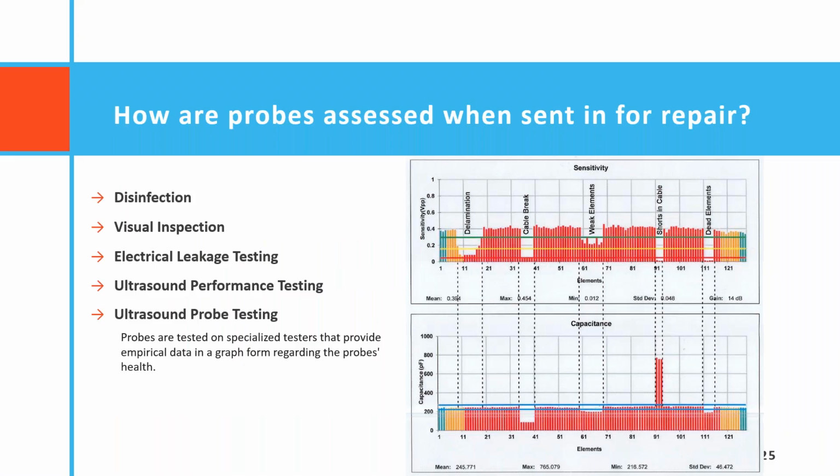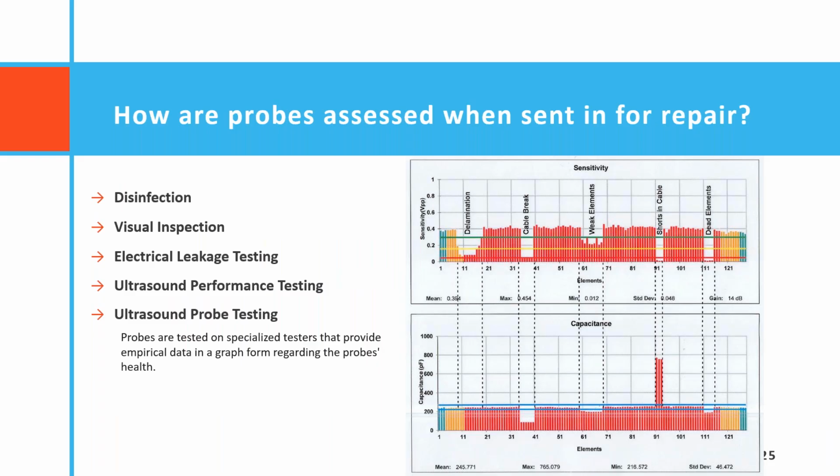How are probes assessed? Well, there's several ways, but one of the ways we use is ultrasound probe testing equipment, and it can tell us many things. It can tell us whether it's a cable break. It can tell us if the element's weak, if the element's not working at all. It can tell us delamination. These probe tests allow us to do a lot of things.